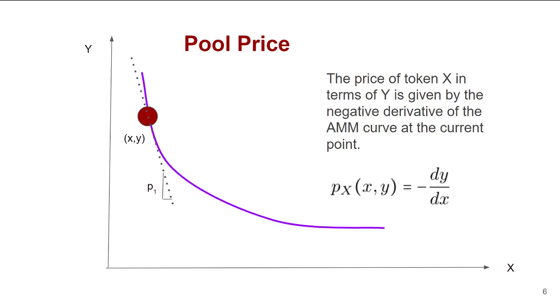It's helpful to define something called the pool price. This is the slope of the tangent curve at any given point of the liquidity pool. So for example, at the original point x, y, we can see that the slope of this curve would be P1. And in general, the price of the token X in terms of number of Y tokens would be given by the negative derivative of the AMM curve at a given point. So Px at x, y would be the negative derivative of y with respect to x.